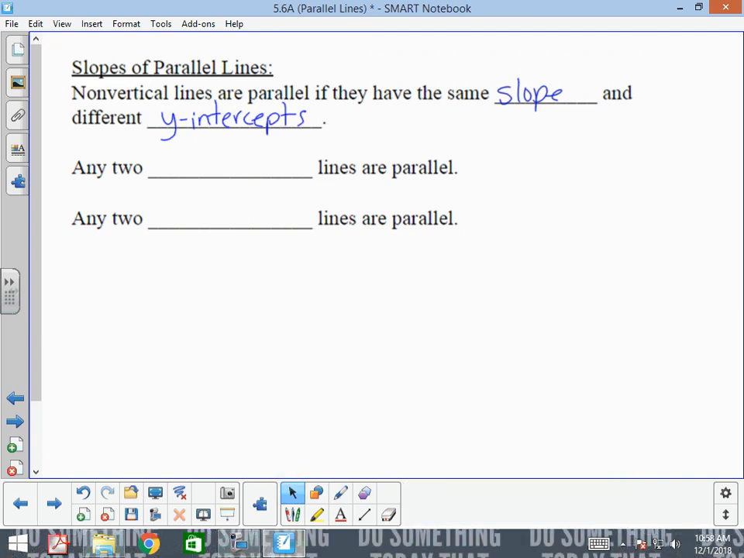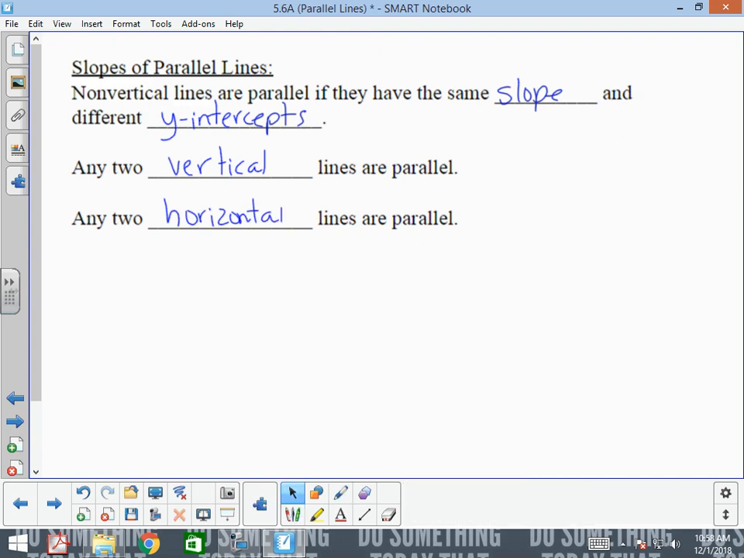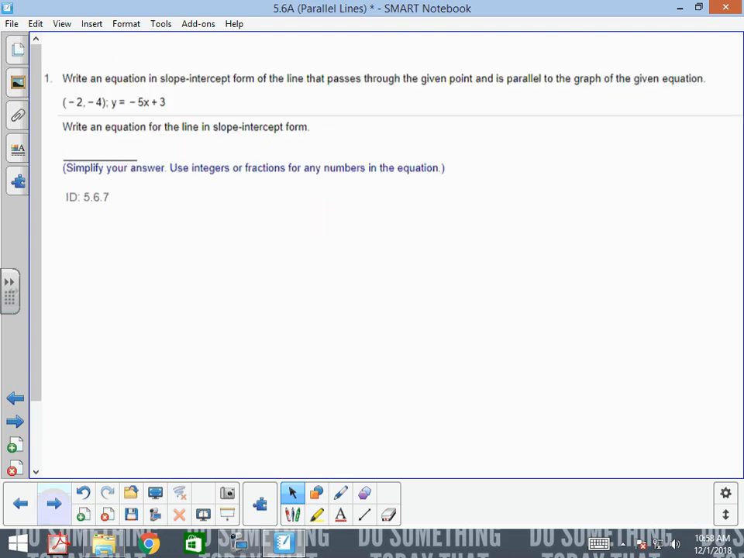Now, any two vertical lines are parallel and any two horizontal lines are parallel. So if they both have an undefined slope, then they're parallel. If they both have a zero slope, then they're parallel. But non-vertical or diagonal lines are parallel if they have the same slope and different y-intercepts. Now I want you to think about that. If they had the same slope and the same y-intercept, they wouldn't be two separate lines. They would be two lines right on top of each other, basically the same line.